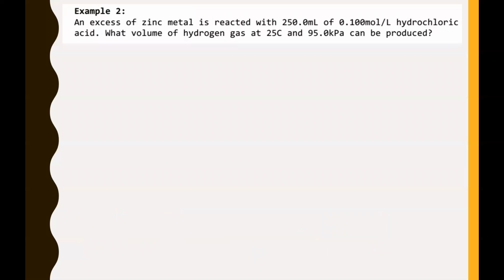All right, number 2. An excess of zinc metal is reacted with 250 milliliters of that much concentration of hydrochloric acid. What volume of hydrogen gas at 25 degrees Celsius and 95.0 kilopascals can be produced? Holy smokes. Okay, we got a lot of little bits of information here.